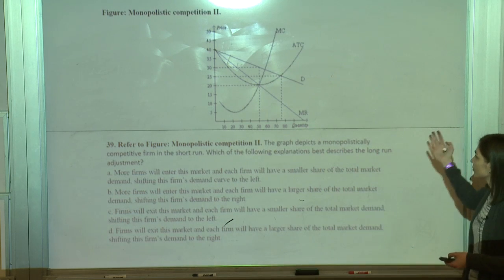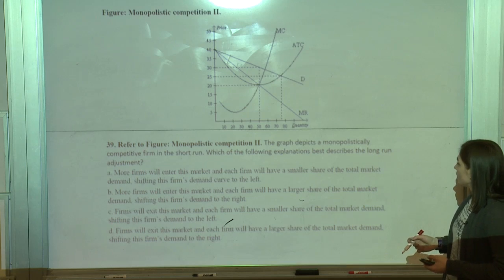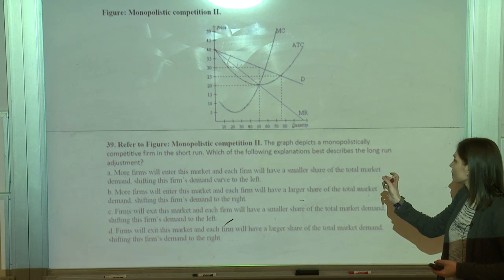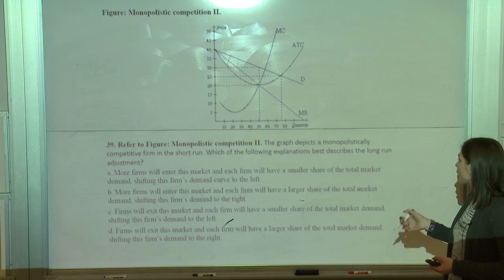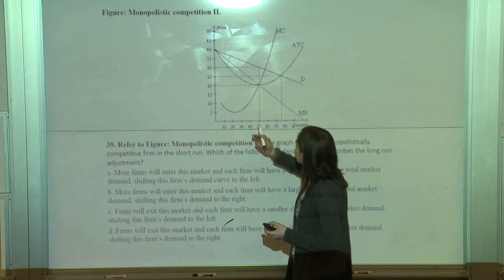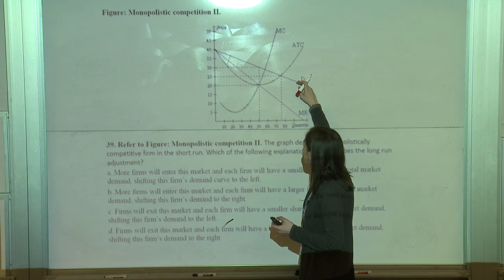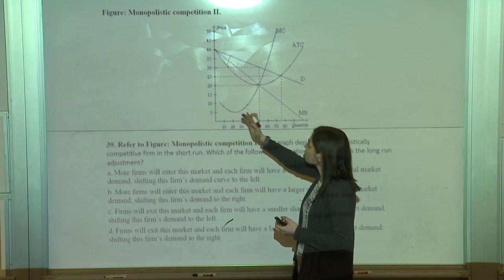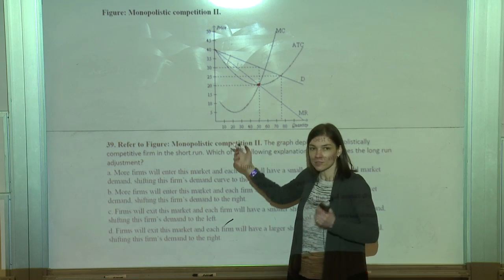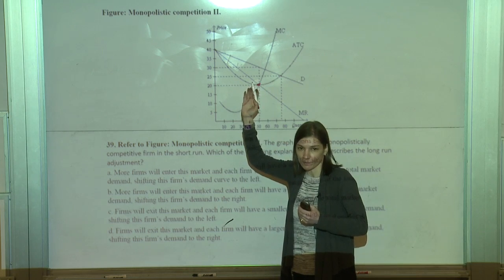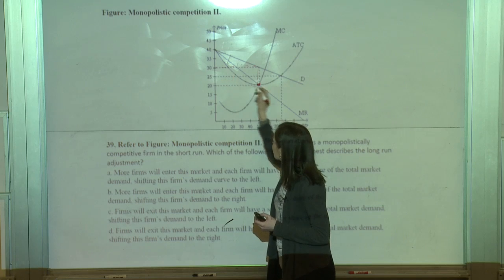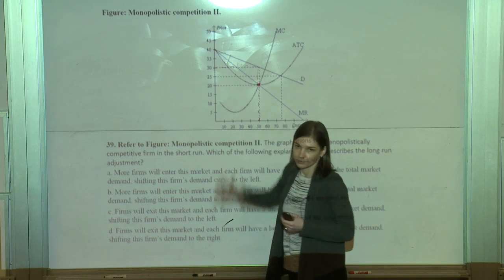Okay, so that's a different monopolistic competition question. So we have a monopolistically competitive firm in the short run. Which of the following explanations describes the long run adjustment? So let's see what we have currently. This firm is facing the following demand curve. They are again producing where marginal revenue equals marginal cost, which is here, right? However, just as a monopolist, they're charging more in the short run. So they're producing at 50, but they're actually charging their clients 30.